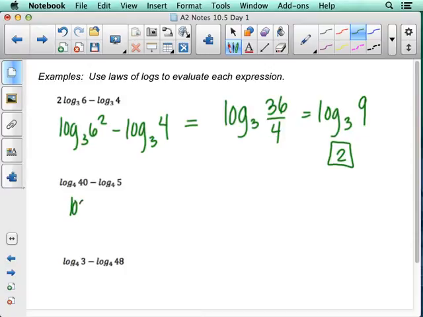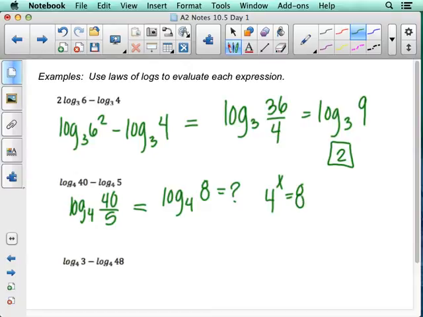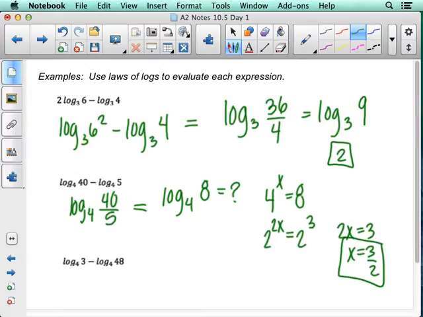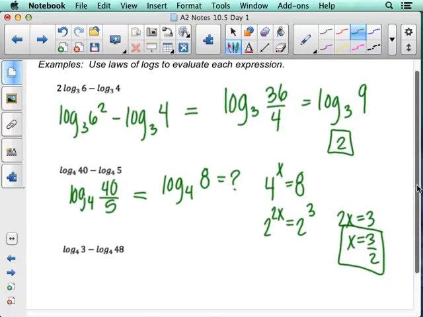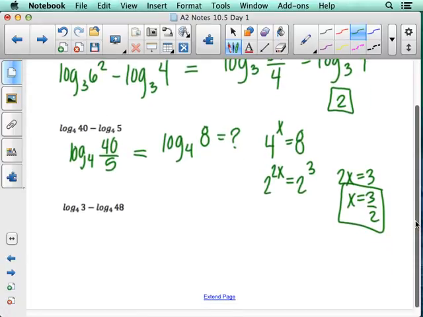Here we have log base 4 of 40 divided by 5. Well, 40 divided by 5 is 8. And then I can think 4 to the power of what equals 8. So 4 to the power of x equals 8. Well, I can rewrite this. 4 becomes 2 squared. This is 2 to the power of 2x. 8 becomes 2 to the third. Now I can set my exponents equal. 2x equals 3, so x equals 3 over 2. And so this whole expression equals 3 over 2.